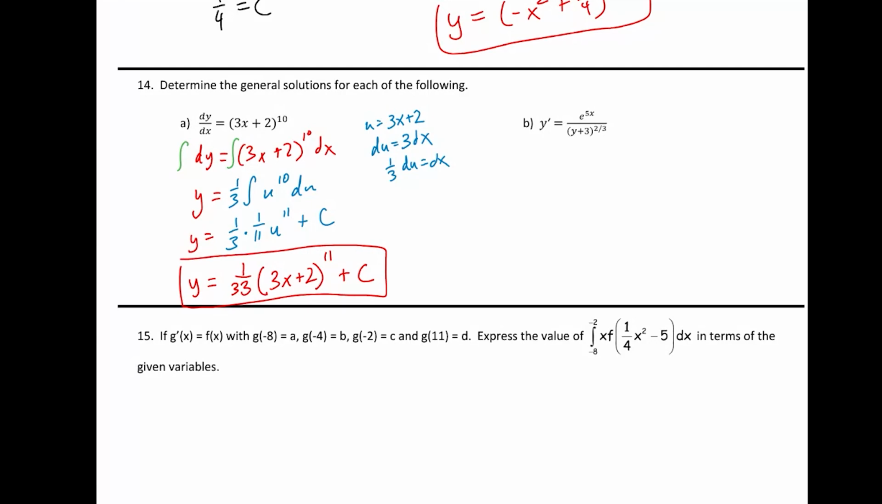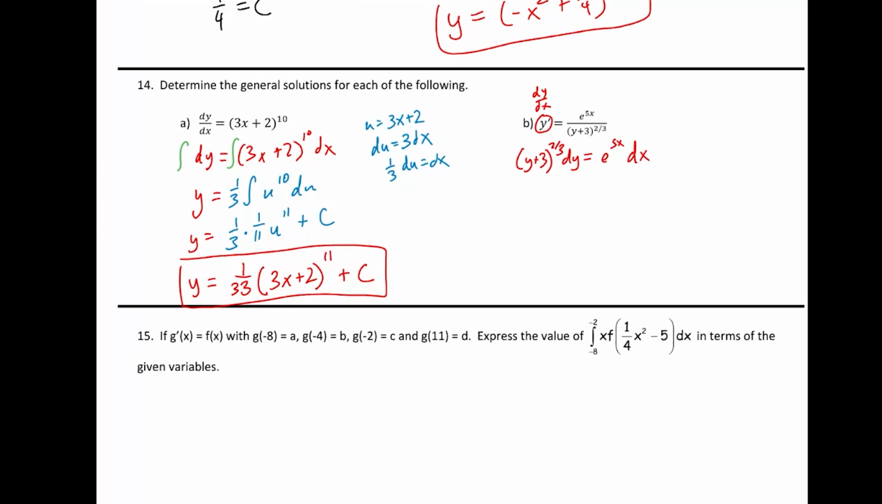And part B will be solved similarly. We do want to separate our variables here. So I'm going to multiply both sides by (y plus 3) to the power 2/3. And by the way, if you see this y prime, that just means dy/dx. That's the same thing, so we can just treat it as the same. So we've got (y plus 3) to the power of 2/3 dy equals e to the 5x dx.